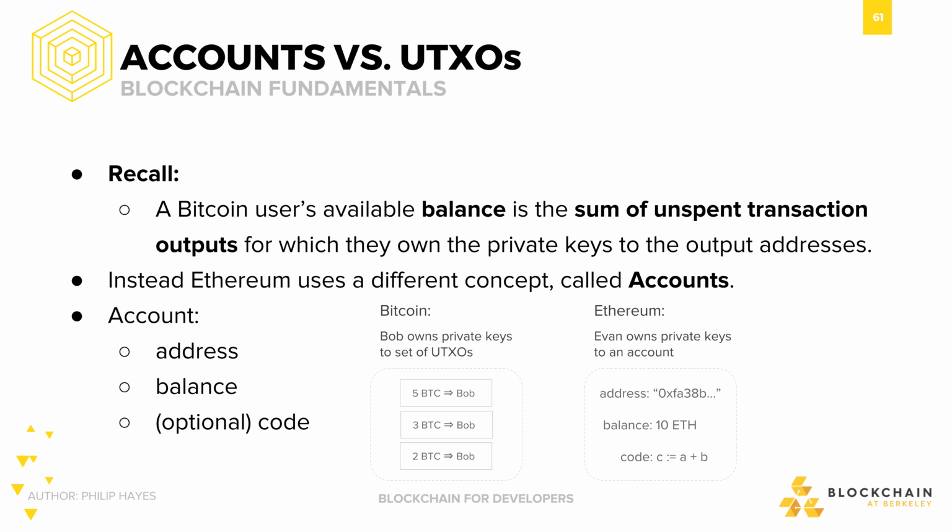Recall that Bitcoin has basically UTXOs, and the user's available balance is the sum of unspent transaction outputs for which they own the private keys for those output addresses. So instead, Ethereum actually uses a different concept, and those are called accounts. So for example, Bob owns private keys to a set of UTXOs, whereas Evan owns private keys to an account for Ethereum. An account has an address, balance, and it can also have code.